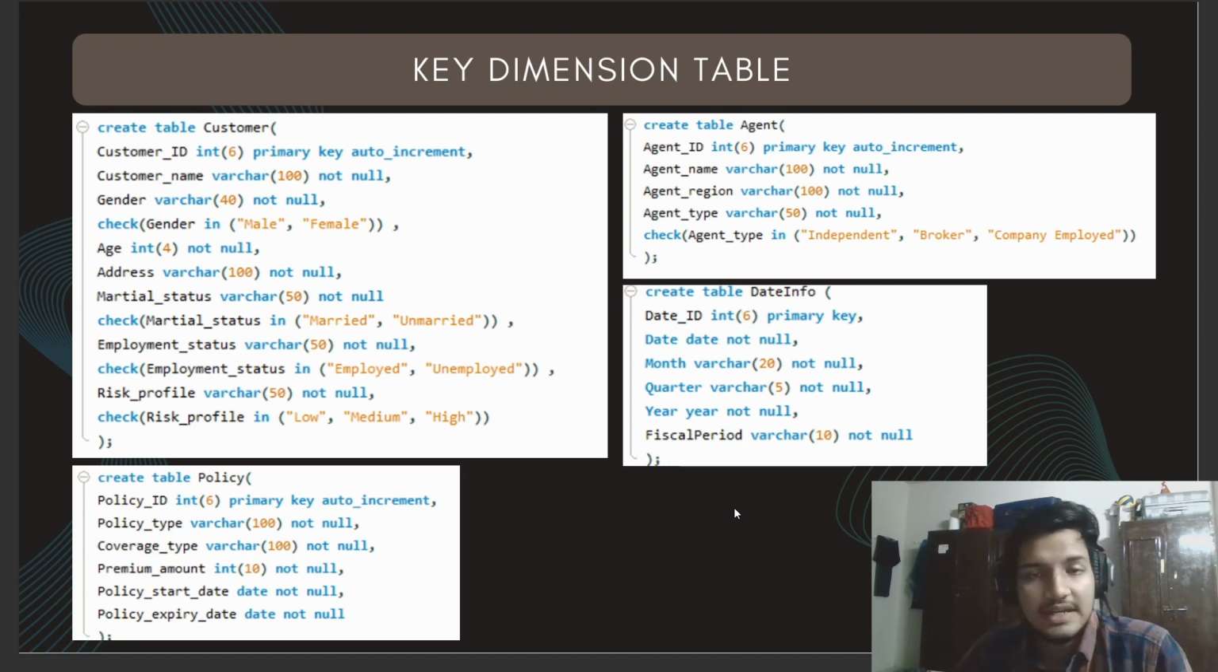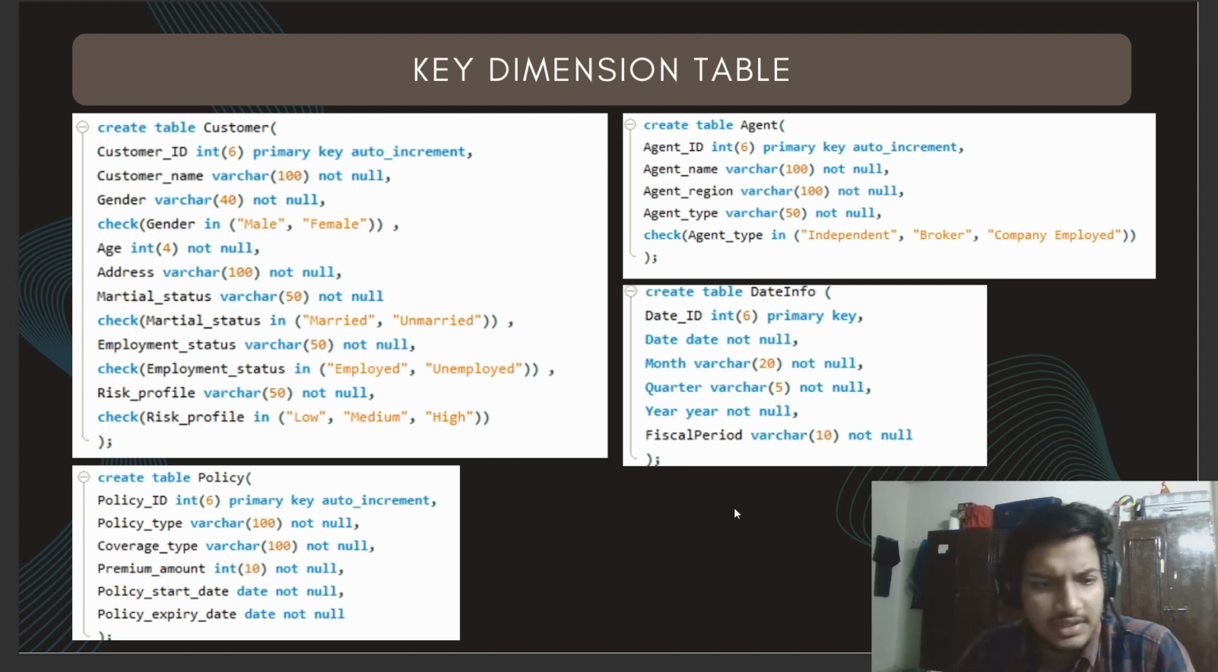First, the key dimension tables, the important dimension tables that must be there for the database to work properly. The first is the customer table. The customer table contains all the basic information about the customer. First of all, the customer ID, that is the primary key, the customer name, gender, age, address, marital status, and employment status. Also, the risk profile, which has a constraint to check it should be low, medium, or high.